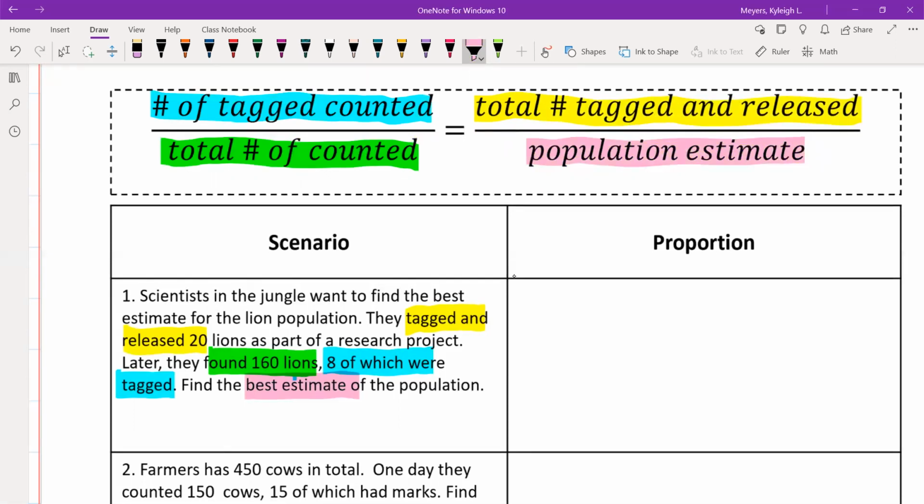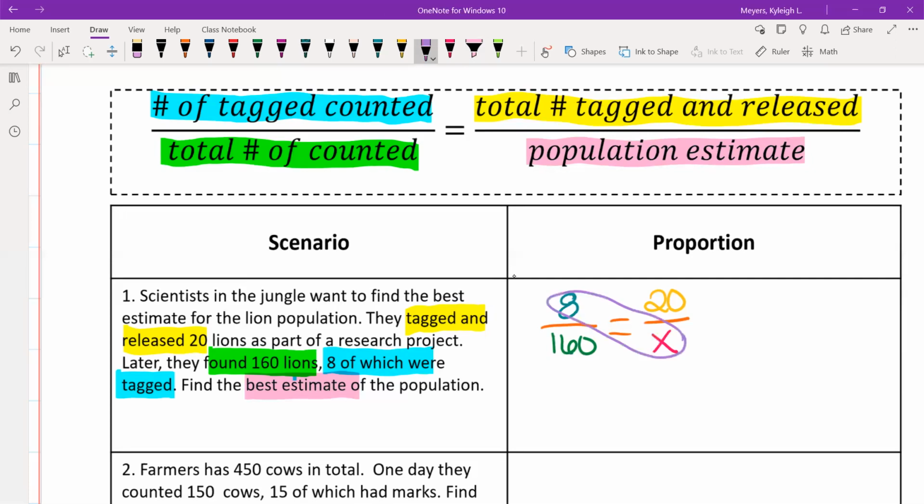Just to color code it a little bit so it makes more sense, we have our proportion. We have 8 were tagged and counted. 160 were found. We tagged and released 20. And what's the best estimate? So here's our proportion. Now we're going to solve our proportion. Remember how to solve a proportion?